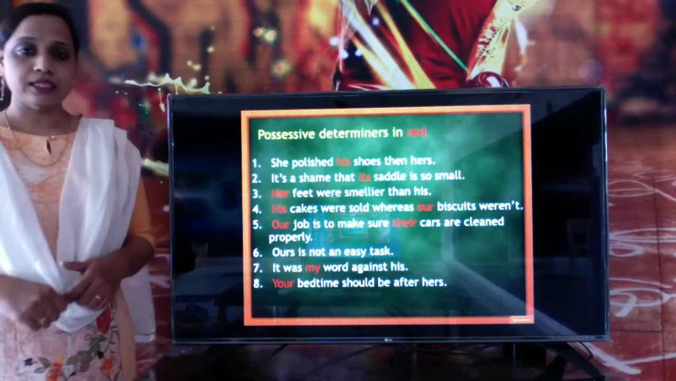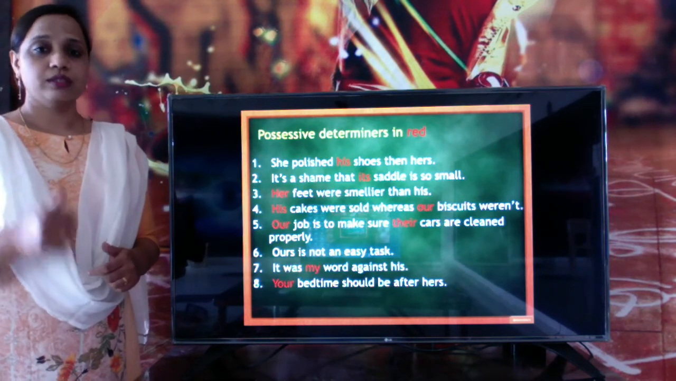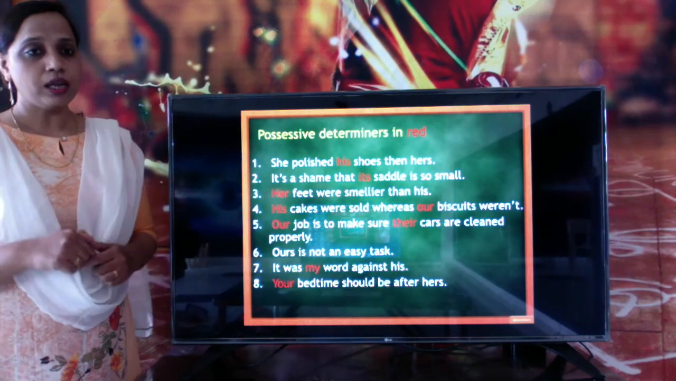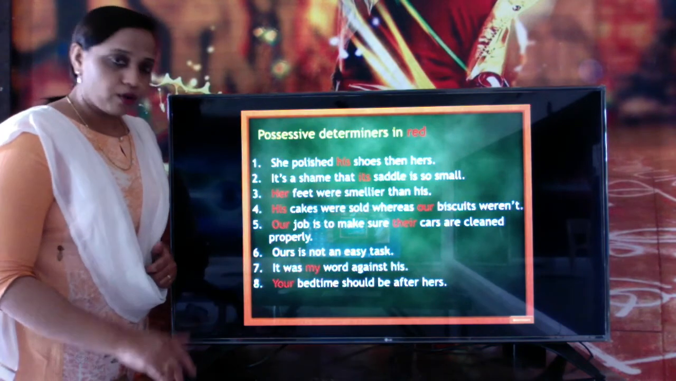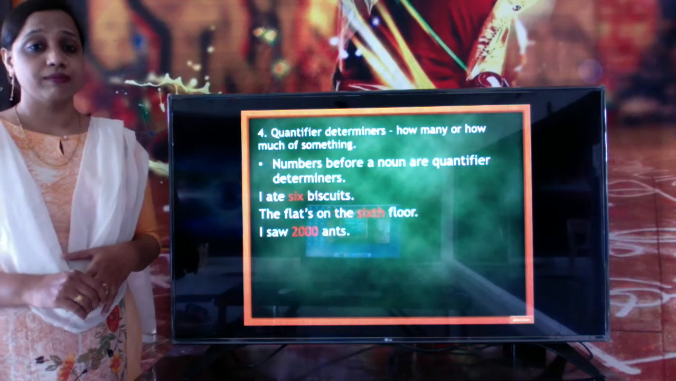You can see all this here. All the red letter words here are possessive determiners. They are all in red color. I hope it's clear to you. Let's move ahead. Quantifier determiners.